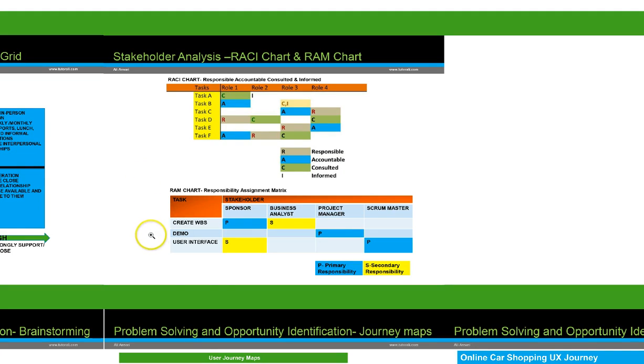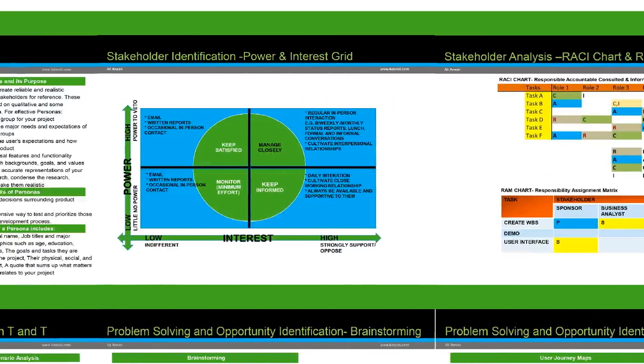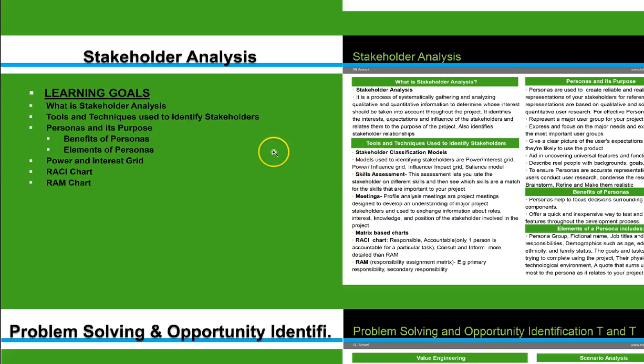Then we have the RAM chart, which is very similar to the RACI chart. It's called the responsibility assignment matrix. So who is responsible for which task that you can see over here. In this case, the sponsor is the primary responsibility, the business analyst is the secondary responsibility, and so on and so forth. So that's what we have in stakeholder analysis. So it's really important to analyze these stakeholders, make sure that these stakeholders are involved during the whole process, and update it accordingly.